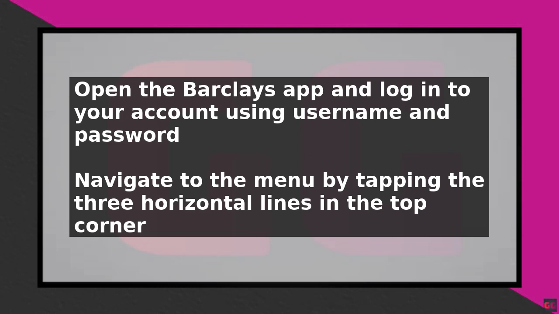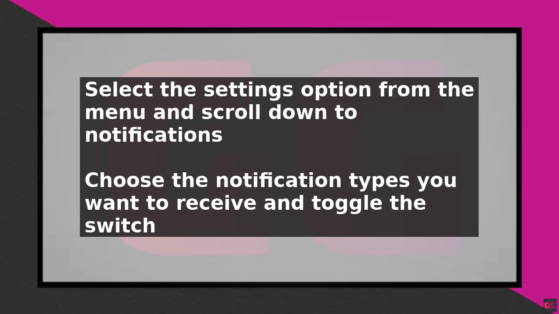In the Settings section, scroll down to the Notifications option and select it. You will be presented with a list of available notification types, including account updates, payment reminders, and security alerts. To enable notifications, toggle the switch next to each notification type you want to receive. You can choose to receive notifications for specific accounts, such as your current account or credit card, or for all accounts linked to your profile.